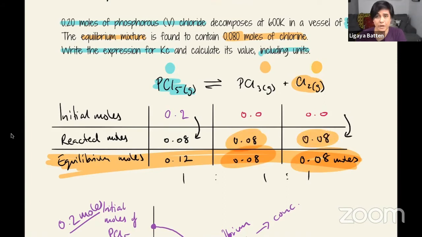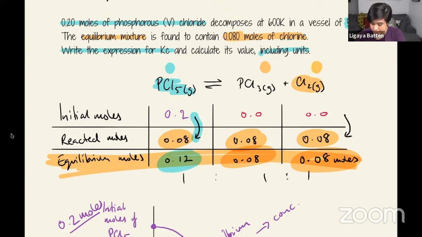And that's how we can work out how much of the PCl5 we've got left from what we started with. So again, one-to-one reaction, which means 0.08 moles. We have 0.08 moles of each thing. So that means that's how much of the PCl5 reacted. We started off with 0.2 moles, 0.08 reacted, and so we take the amount that was reacted away from the amount we had at the beginning, and that gives us the amount we have at the end, or the amount we have at equilibrium, which is 0.12.